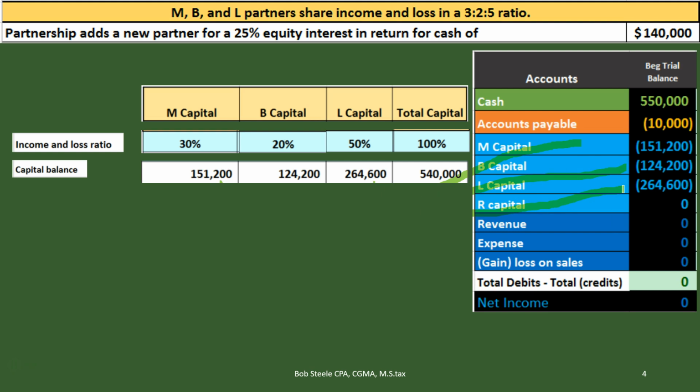264.6. Now, one thing to note is that the capital accounts do not necessarily match this ratio. This ratio has to do with the income and loss distribution. How do we allocate income and loss between the three partners? It does not have to do with the capital accounts. And there's a couple reasons for that.